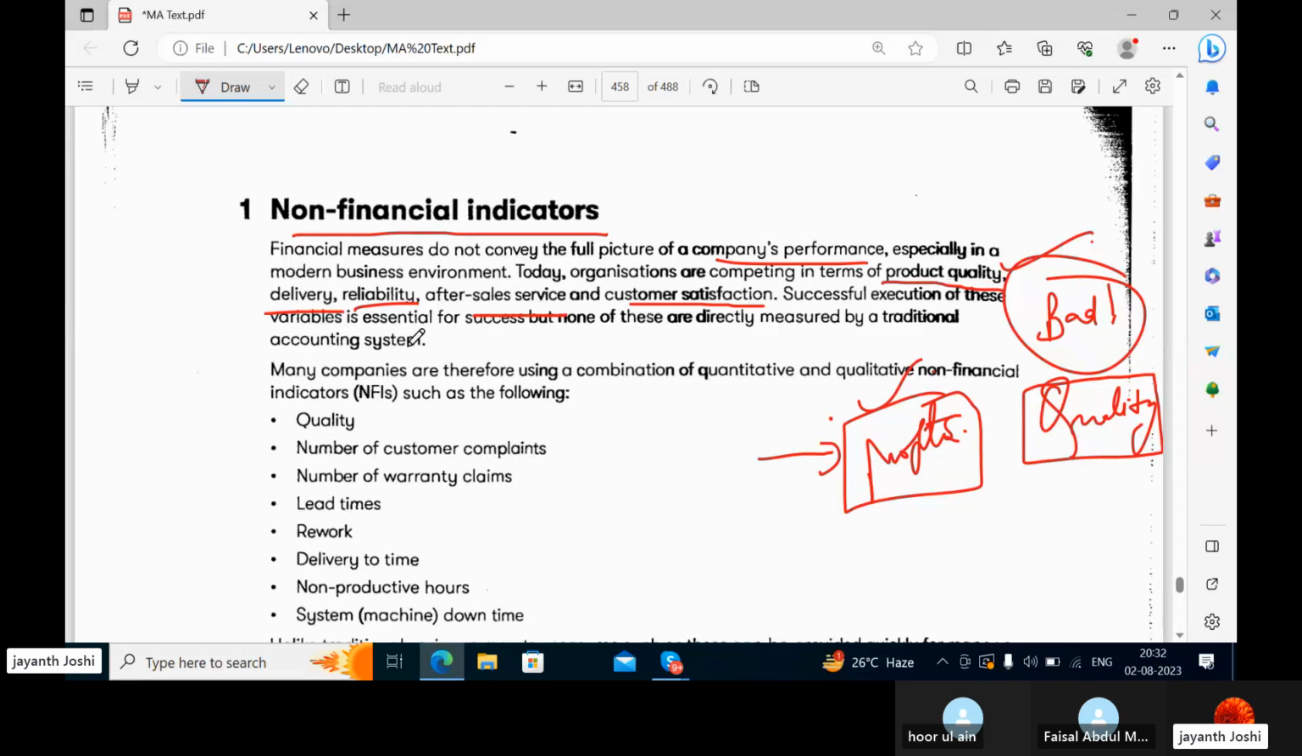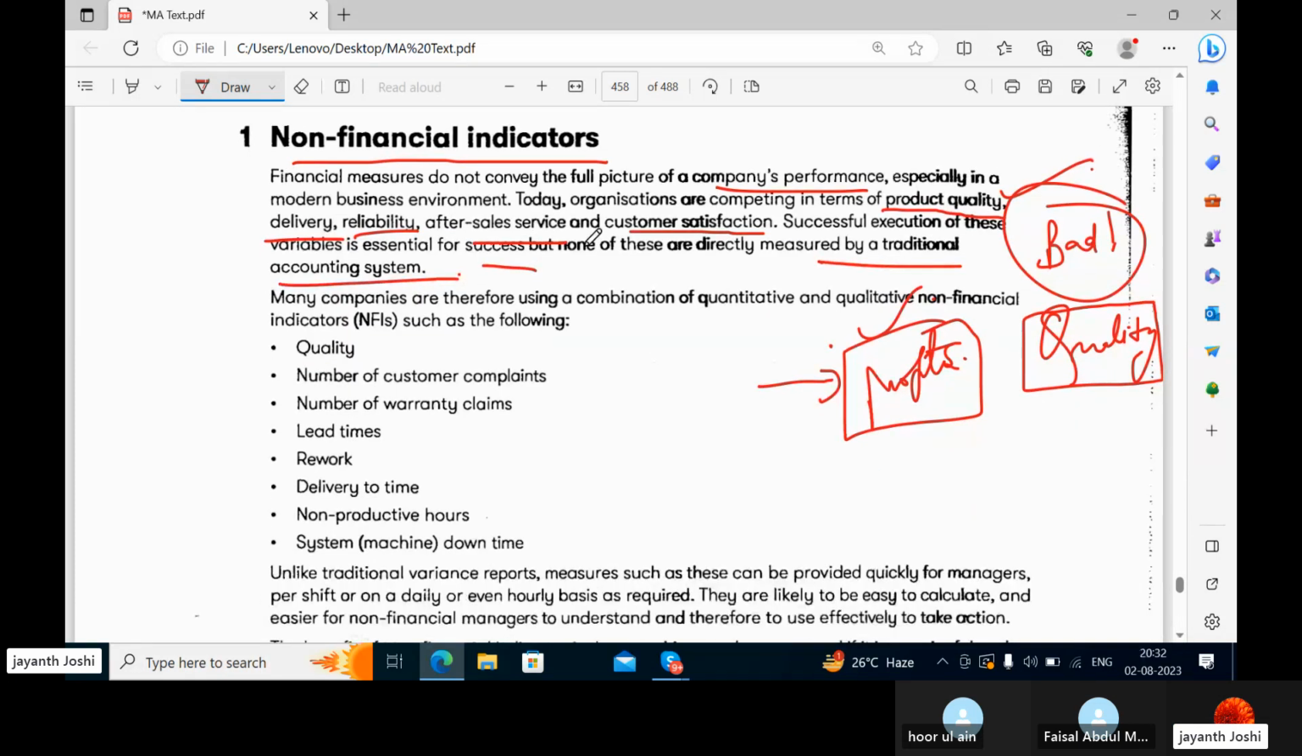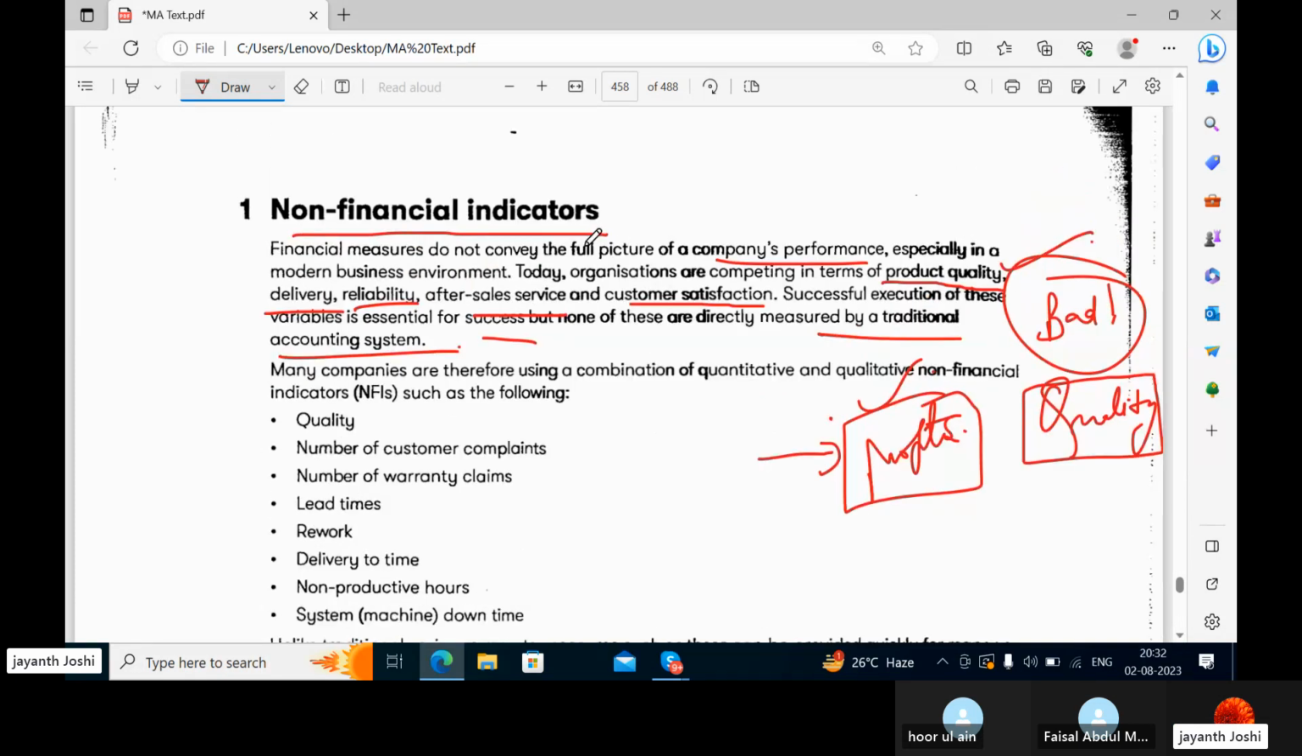Successful execution of these variables is important for success, but none of these are directly measured by a traditional accounting system. We don't take quality or reliability or delivery into accounting. In the sense, putting efforts to deliver as soon as possible is not delivery charges. Delivery charges are expenses, but the efforts we are putting in to deliver the goods sooner to the customer cannot be quantified or measured in terms of money.